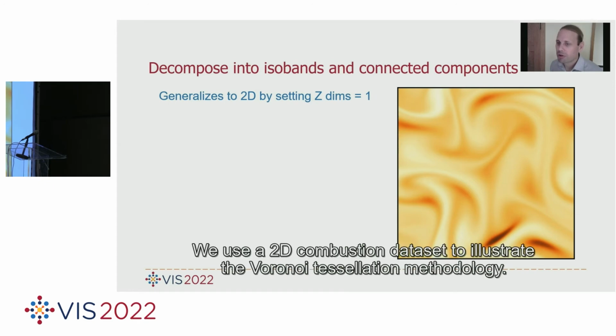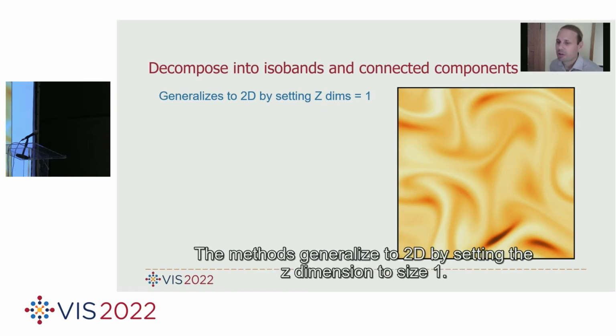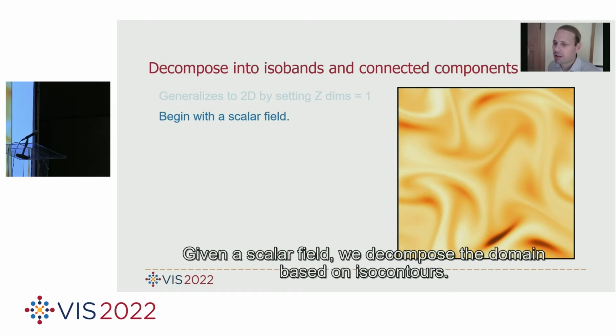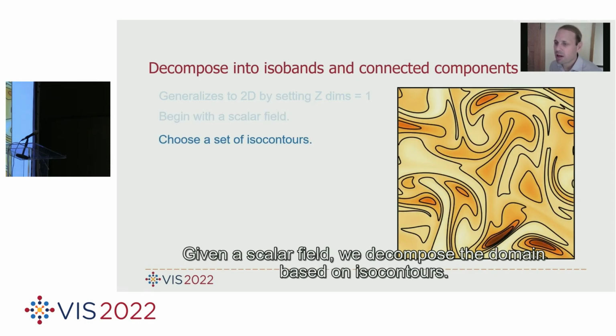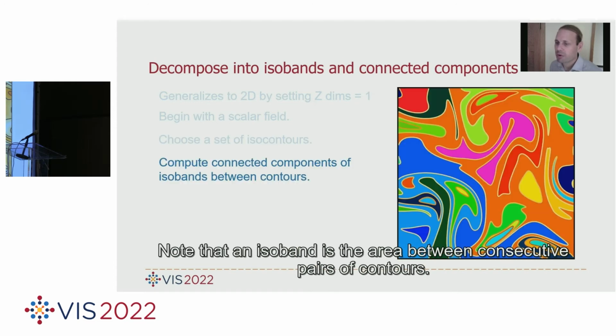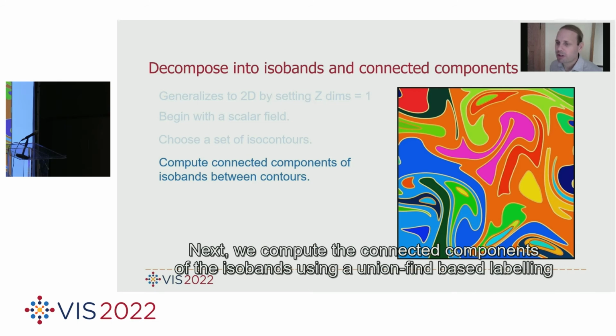We use a 2D combustion dataset to illustrate the Voronoi tessellation methodology. The methods generalize to 2D by setting the z dimensions to size 1. Given a scalar field, we decompose the domain based on isocontours. Note that an isoband is the area between consecutive pairs of contours. Next, we compute the connected components of the isobands using a union-find-based labeling algorithm.